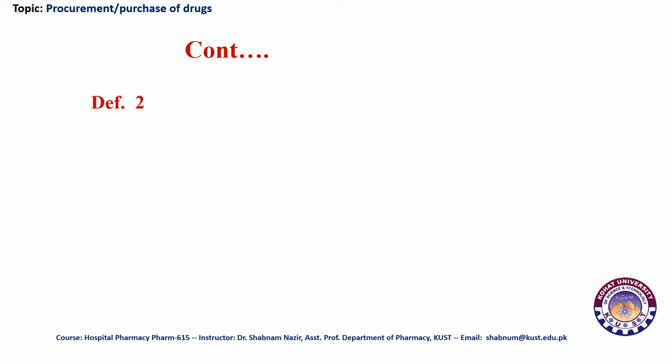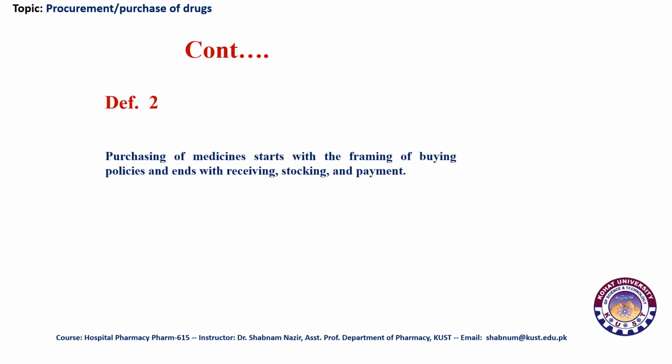Another way to define procurement or purchase of drugs is that purchasing of medicine starts with framing of buying policies and ends with receiving, stocking, and payment. Framing of buying policies means to develop the requirement of medicines and then to develop the specific purchase or request form if any is specified for any company, and then what gets involved is receiving, stocking, and payment in the last.